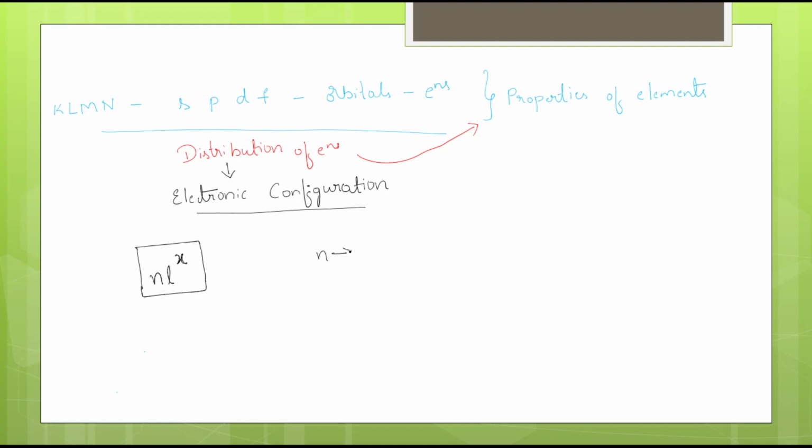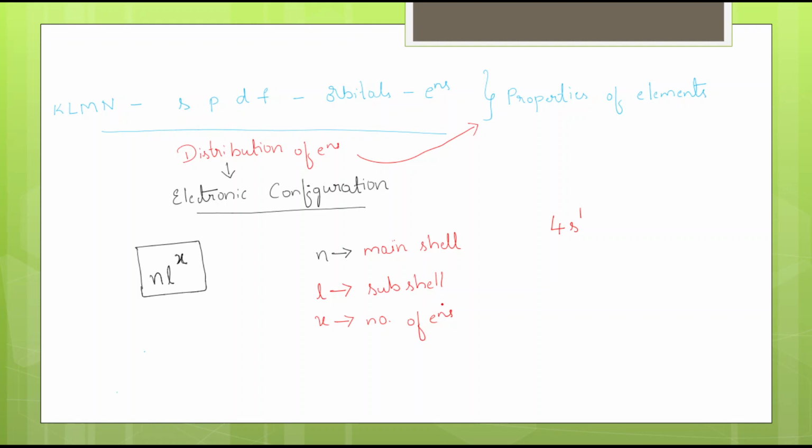What does this n indicate? n indicates not the subshell, it is the main shell, or main energy level. l indicates the subshell. And x indicates the number of electrons. Clear?